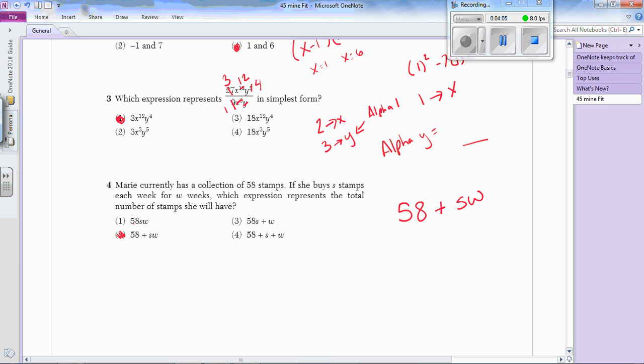I'm going to start with 58, and we're going to add S per week. Now that's kind of abstract and kind of crazy. So I guess what I might think about doing there is just say, okay, she's going to buy 5 stamps for 2 weeks. So she's got 58. And she buys 5 stamps for 2 weeks. That's 5 stamps for the first week plus 5 stamps for the second week. She'd have 60 stamps. And then you can just check to see which one would also give you 60. Just another way to think about doing the problem.